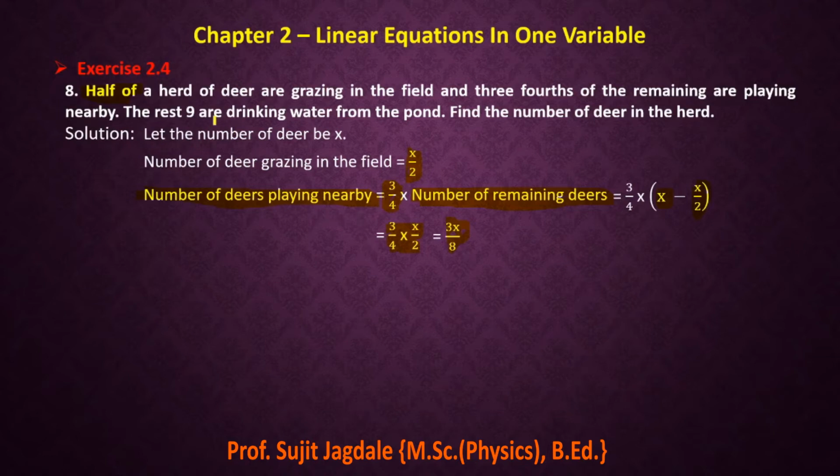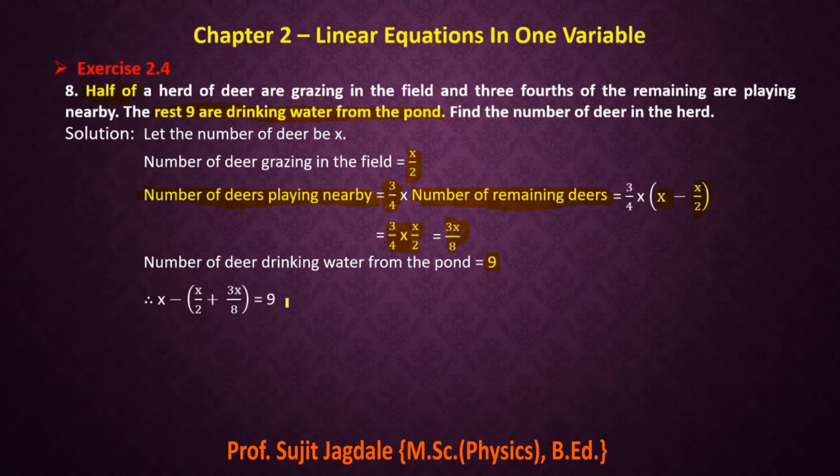But now they have given the exact number of deer which are drinking water from the pond, and that exact number is 9. The number of deer drinking water from the pond is 9, and that number is exactly given. Some conditions like half, 3/4, etc. are not given for it. So this number 9 can be obtained by subtracting the number of deer grazing in the field and the number of deer playing nearby. These two numbers should be subtracted from the total number of deer. Then only we are going to get this 9.